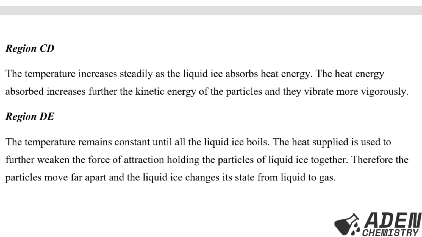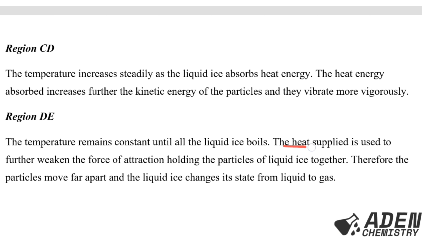Region D and E is the same as region B and C from the look of the curve. So to explain, we are going to explain the way we have said in region B and C. We're going to say the temperature remains constant until all the liquid water boils. Initially, we said in region B and C, the temperature remains constant until all the solid ice melts. The reason why it was melting was that BC was the state at which solid is being converted to liquid. But when we're talking about region D and E, it is where liquid is being converted to gas or vapor.